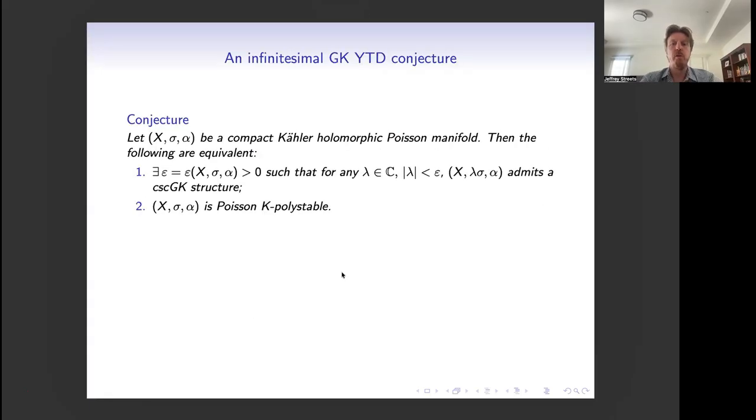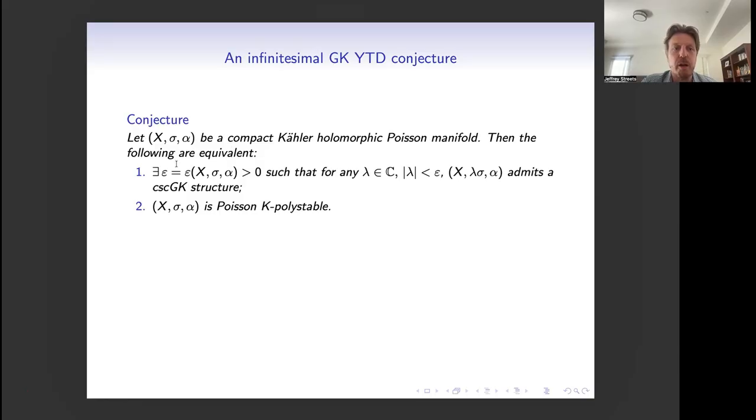All right. So now finally we can state maybe a very precise conjecture that's sort of in the realm of this Calabi program, at least in this very special case. Although here I'm calling it infinitesimal GKYTD. Maybe I explain that, or why I call it that.